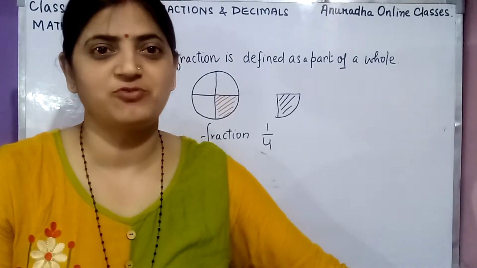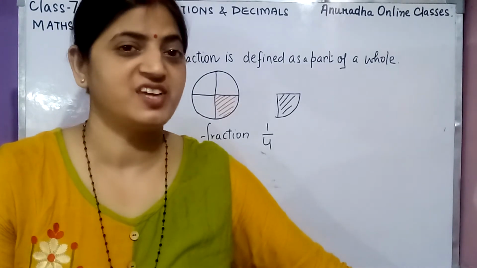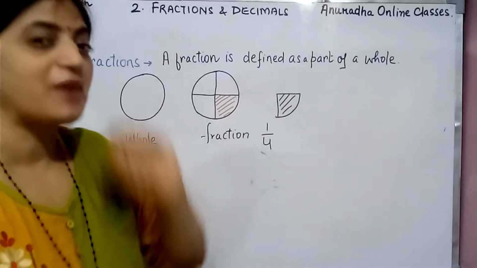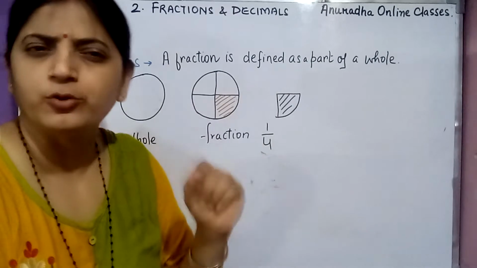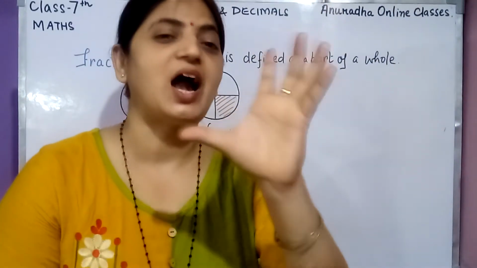Today I am present before you to take class 7th, second chapter of NCERT, that is Fractions and Decimals. इसको पढ़े इससे पहले आपको पता होना चाहिए what are fractions. Fractions actual में होते क्या है? That you have read in class 6th also. Fraction is the part of a whole.